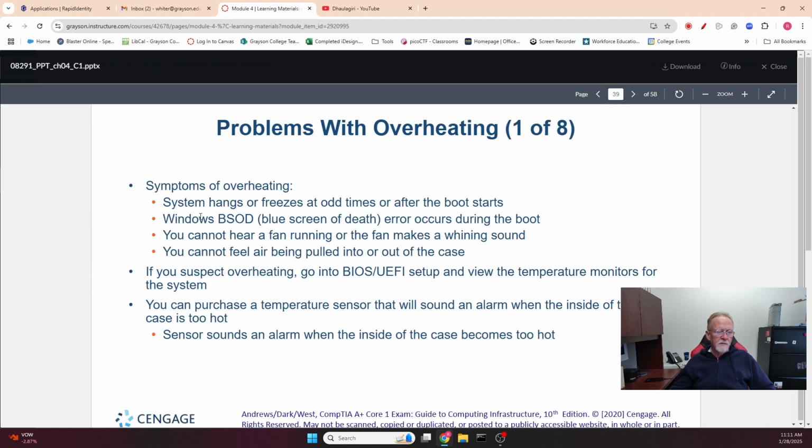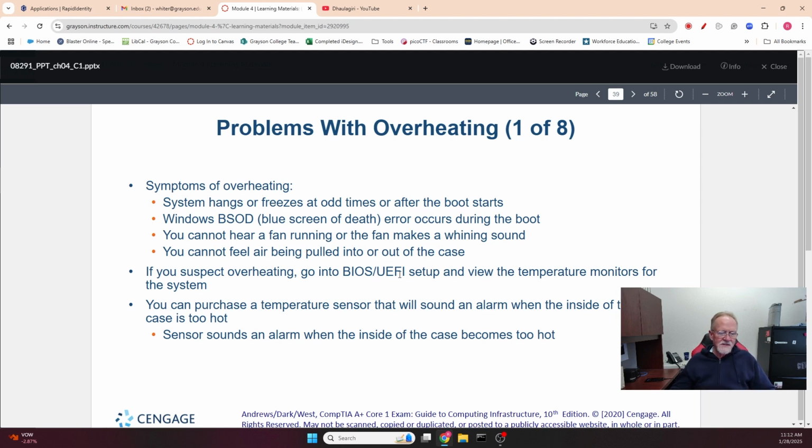Symptoms of overheating: you get blue screen of death, system hangs or freezes intermittently, you can't hear a fan running, or the fan makes a whining, really loud, obnoxious sound. You can't feel air moving in and out of the grates on the case. If any of those things occur, you may have a heating problem. Also, open the case and look and see how much dust you have built up in there. If you have dust bunnies the size of a feather boa, you probably need to look at cleaning out the case, blowing it out. Get a can of canned air, and blow the dust bunnies out of it.